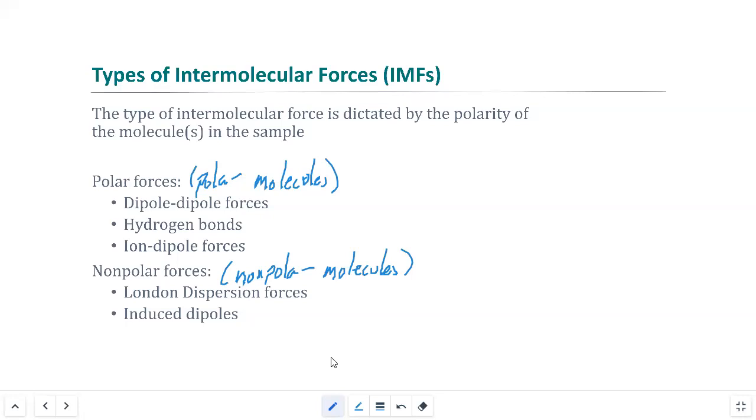Now, inside of those polar forces, we've got three different types. We've got the dipole-dipole forces, the hydrogen bonds, the ion dipole forces. We'll talk about each of those individually later. Same thing for the nonpolars. Nonpolars primarily fall into what are called London dispersion forces. But there is another force in there called an induced dipole. And again, we'll talk about that more when it's time comes.